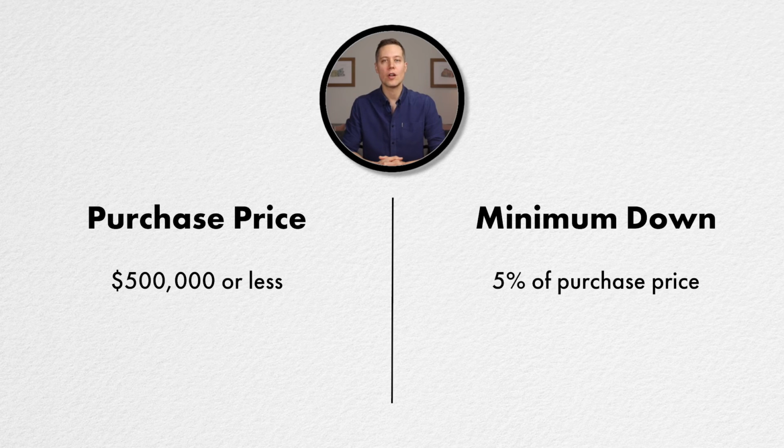So let's break it down. On anything less than a $500,000 purchase price, you're required to put down a minimum of 5%. So on a $400,000 purchase price, for example, that's a minimum of $20,000. On a $500,000 purchase price, it would be a minimum of $25,000.